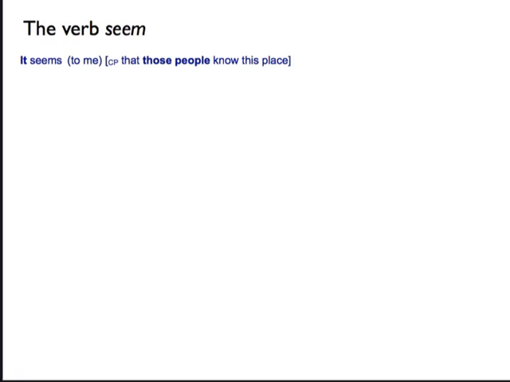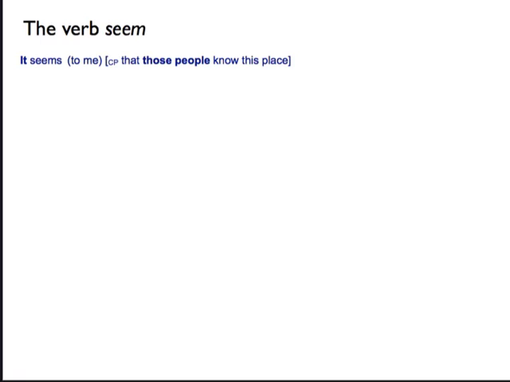It seems to me, and the "to me" doesn't have to be there, but it would clearly be an argument of the verb. It seems to me that we should do X, right? It seems that we should do X is fine as well. We don't have to put that, but that would be the experiencer argument. So seems is about something that's going on in our minds.